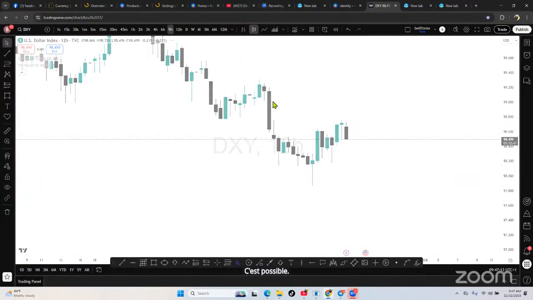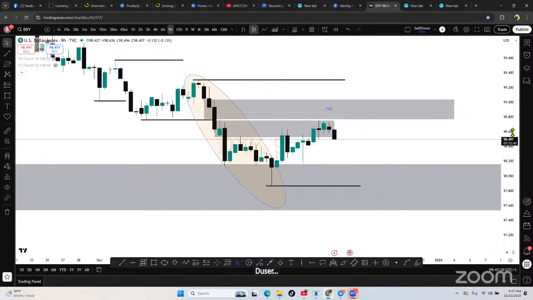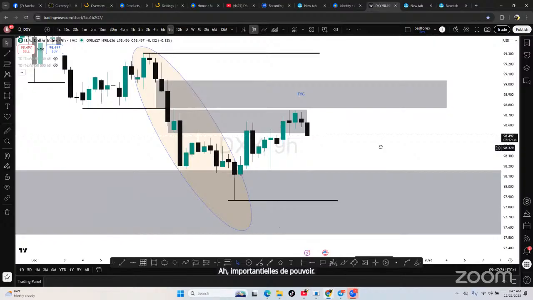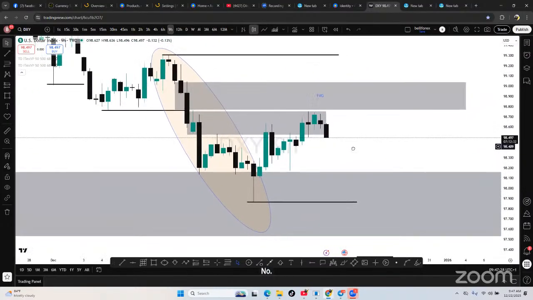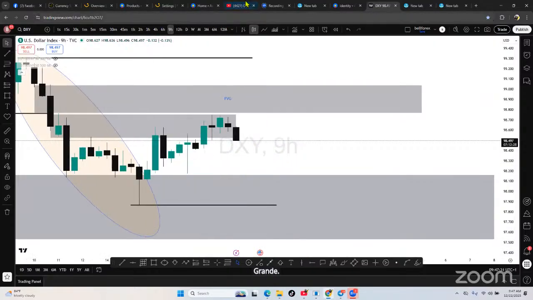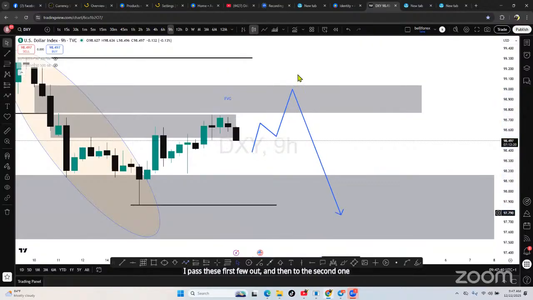Donc, je peux dire que le point d'intérêt qu'on voit sur le graphique de 12 heures a le potentiel de pouvoir créer un peu de la liquidité. Donc, on se retrouve que le marché-ci peut grimper. This market can go up from here. It can go up from here like that. I pass this first POI and then bounce to the second one before falling. Donc voilà ce que je pense.